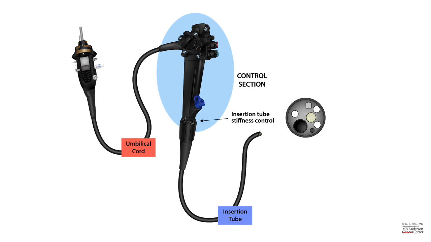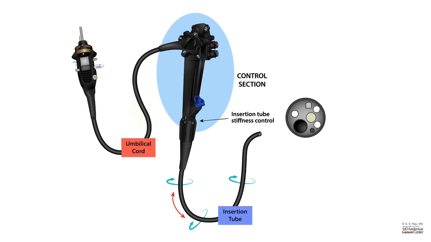In Olympus colonoscopes, they have a variable stiffness control just below the control section, and when you tighten it clockwise, the insertion tube becomes stiff. And this is used when you are going in and the scope insertion tube is floppy and is forming loops. You could cut down that loop formation by tightening the variable stiffness control.